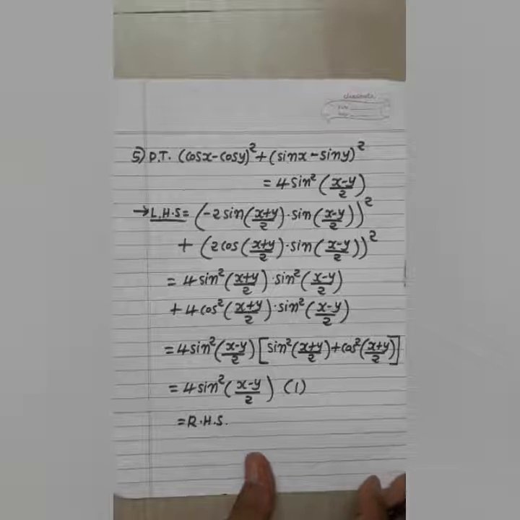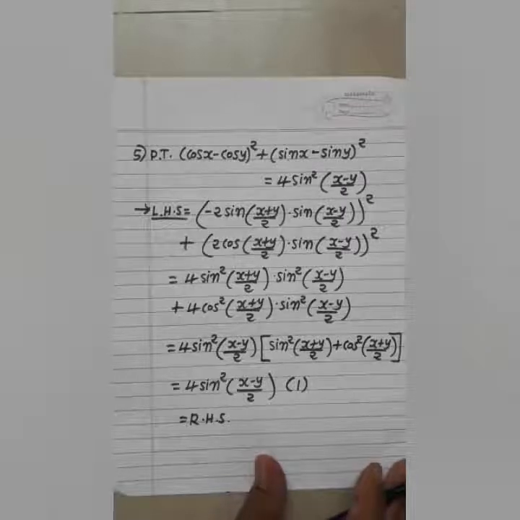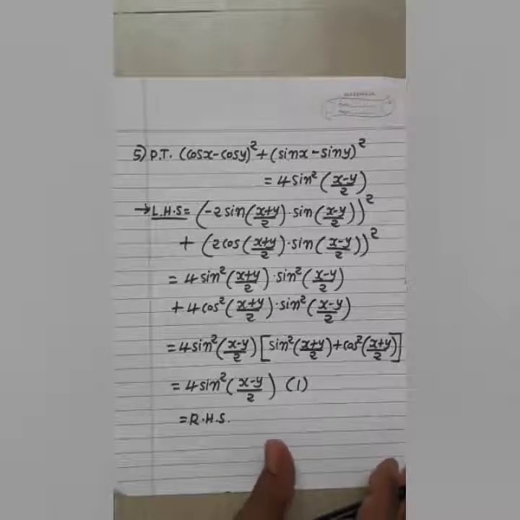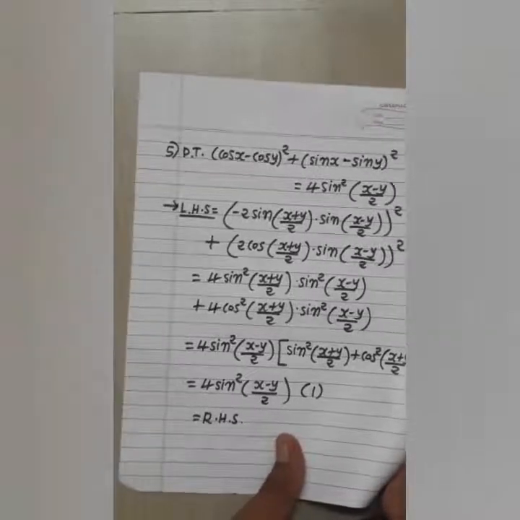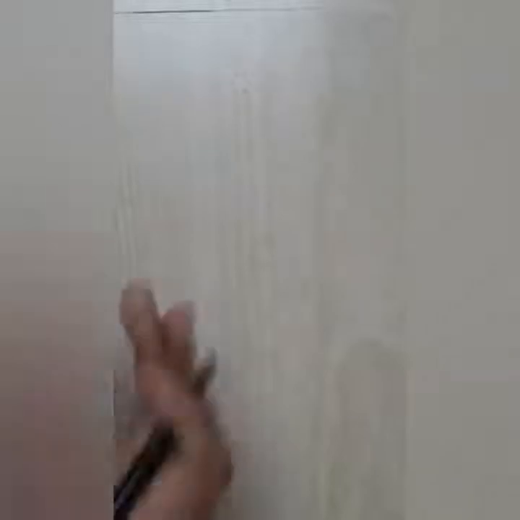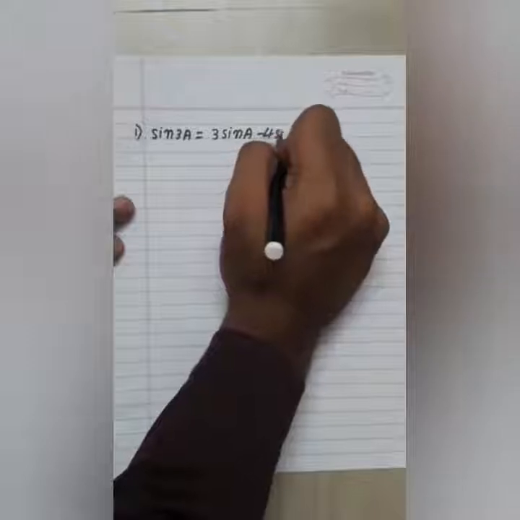Okay. Now today we are going to discuss the formulas of sin 3 theta, cos 3 theta and tan 3 theta. That means sin 3A, cos 3A and tan 3A. So let us discuss these formulas. First result, sin 3A is equal to 3 sin A minus 4 sin cube A.